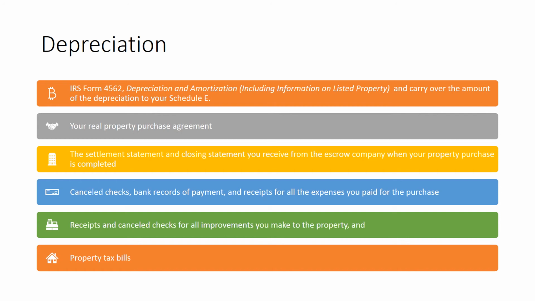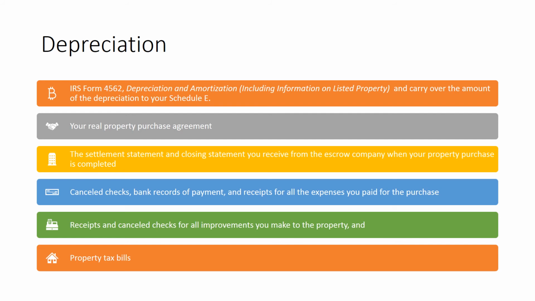You must report depreciation on IRS Form 4562, Depreciation and Amortization, including information on listed property. Carry over the amount of your depreciation to your Schedule E and subtract it from your gross rental income along with your other rental expenses. Be sure to keep all the documents you have showing the cost of your depreciable assets.